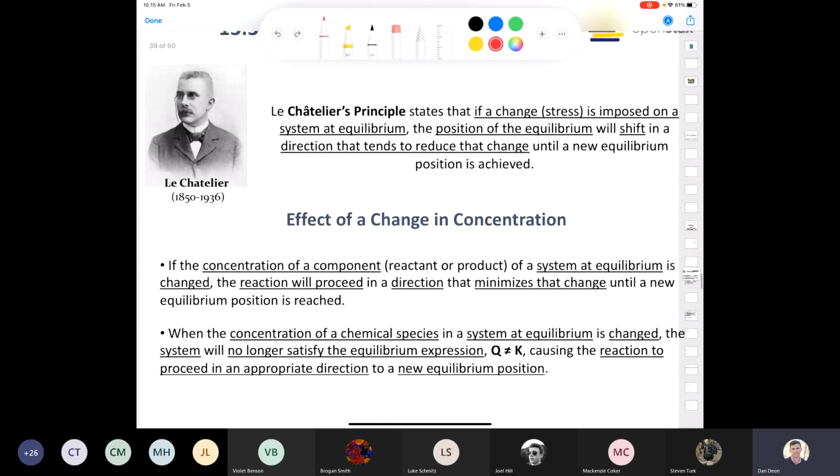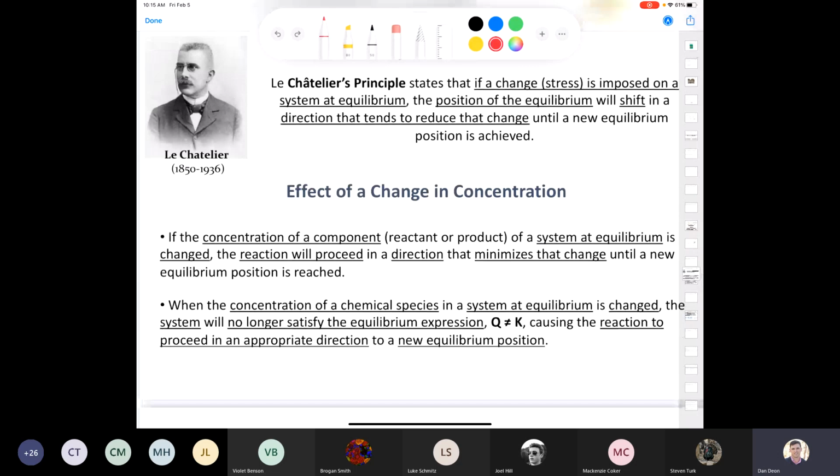So let's think about reactions at equilibrium, and let's talk about what kind of effect we would have on an equilibrium if we were to change the concentration of a reactant or a product. Well, it says here that when the concentration of a component, whether it's reactant or product, is changed in a system at equilibrium, the reaction is going to proceed in a direction that minimizes that change until a new equilibrium is reached. Now, I don't have an example of this written down here, but let's just think about it for a second.